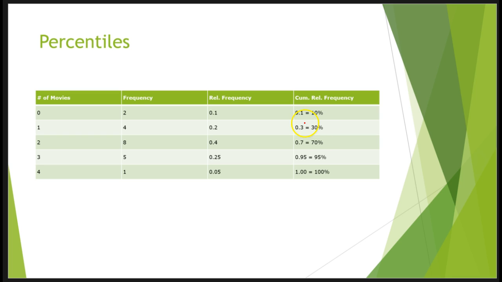70% of the data include all of the zeros, the ones, and the twos, 14 values. By definition, 70% of the data fall below the 70th percentile. The 70th percentile is between the last two, the 14th value, and the first three, the 15th value. So the 70th percentile is 2.5.